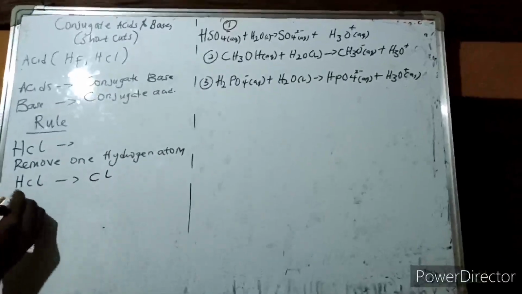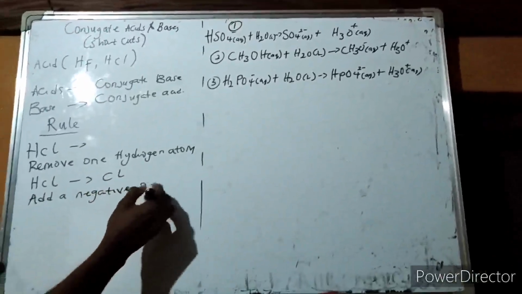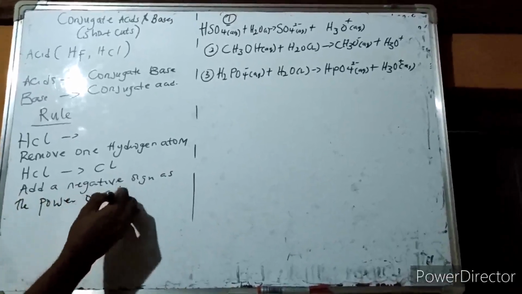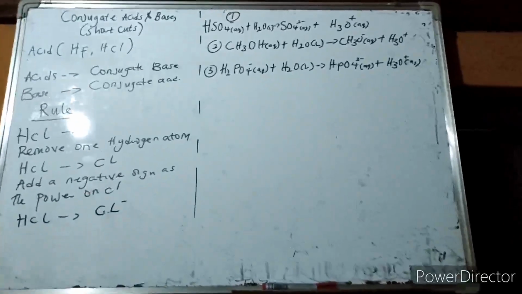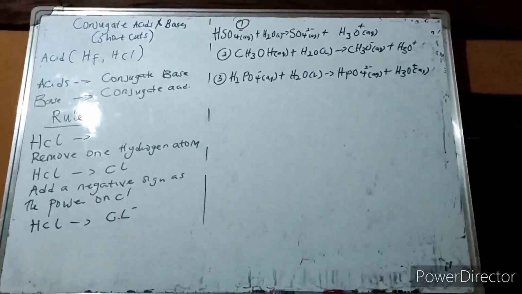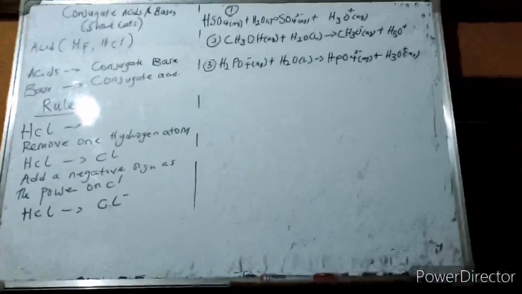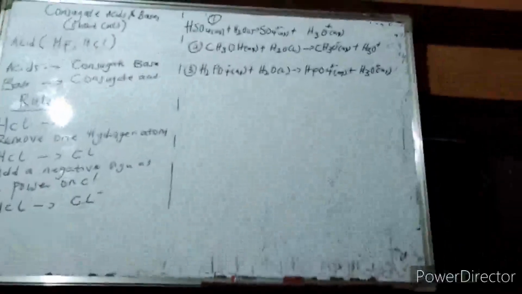Then add a negative sign as the par on Cl. So HCl will now change to Cl minus. Look at the negative sign. Very easy. Follow the format. With this, there's no way you won't be able to identify conjugate acid and conjugate base. Now there are some problems here we are going to look at in a jiffy.